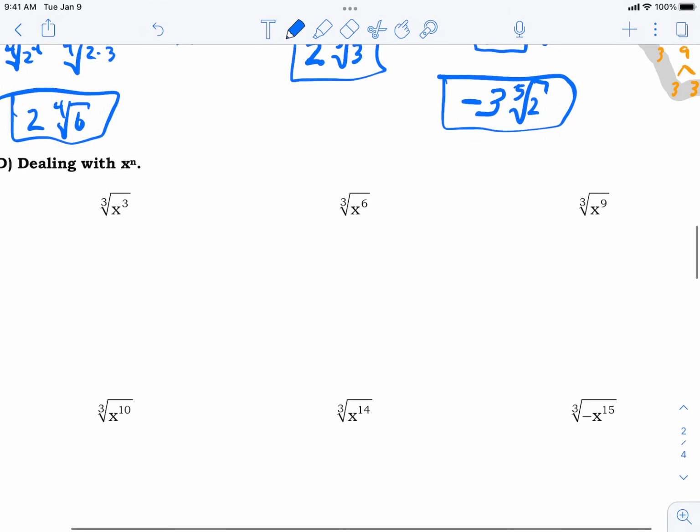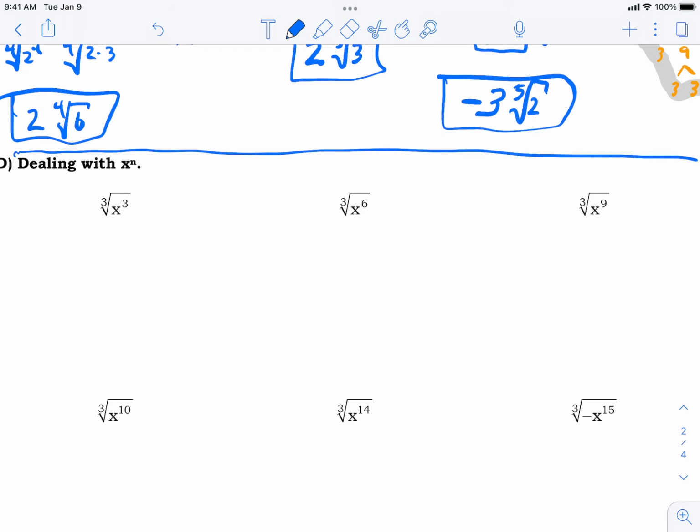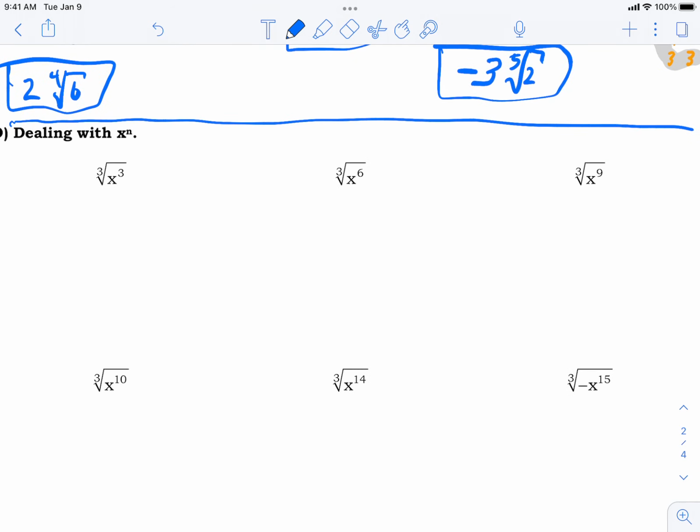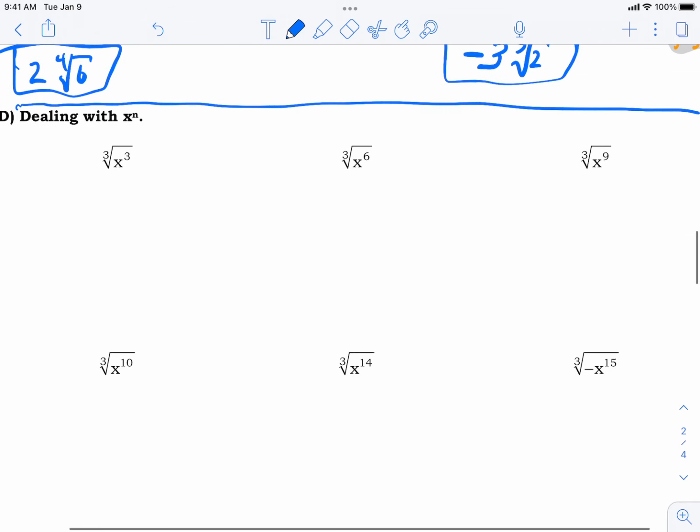Can't simplify. Okay, now we got to bring in our x's. Okay, so actually these are all cube roots on the rest of this page. So that keeps it nice, at least in some sense. It's all cube roots. Focus on the cube roots.